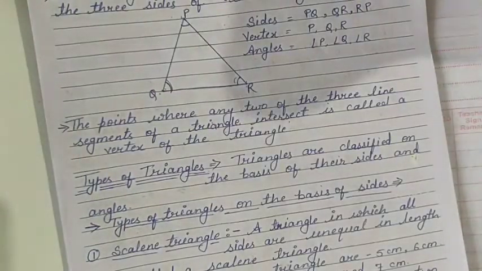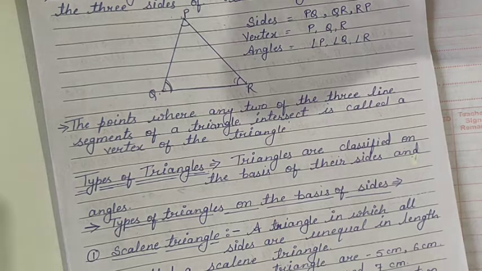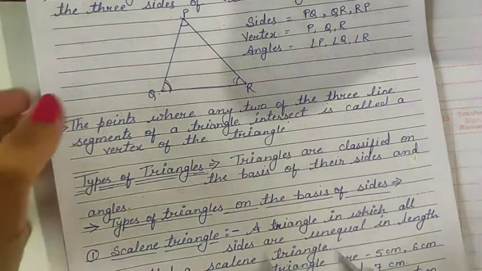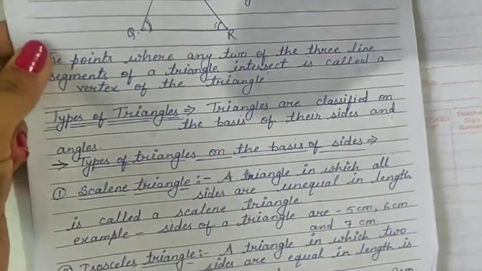Types of triangle. Students, you know that triangles are classified on the basis of their sides and their angles. On the basis of sides, triangles have three types: scalene triangle, isosceles triangle and equilateral triangle. And on the basis of angles, triangles are also three types: acute angle triangles, obtuse angle triangles and right angled triangle. So firstly, types of triangles on the basis of sides.